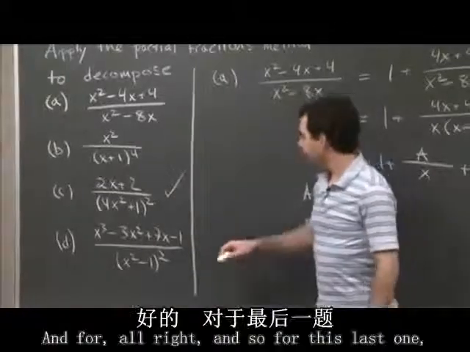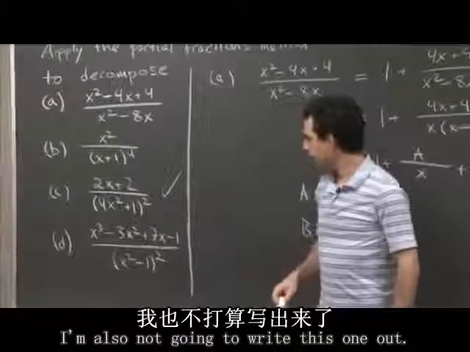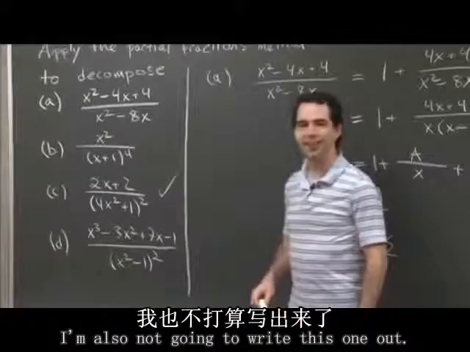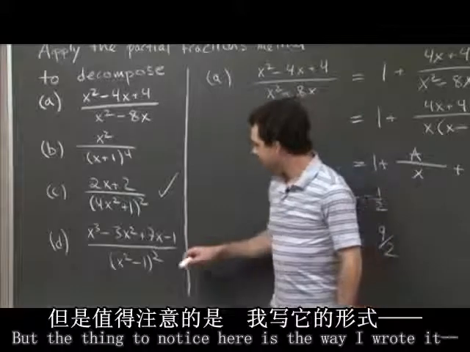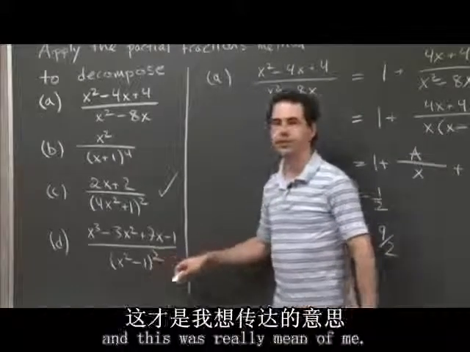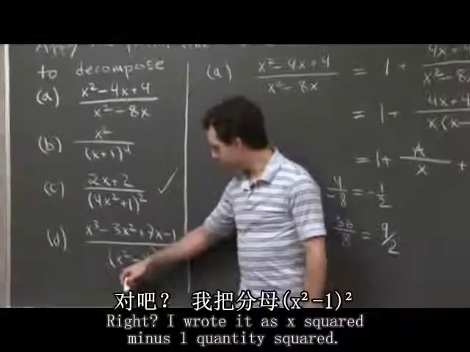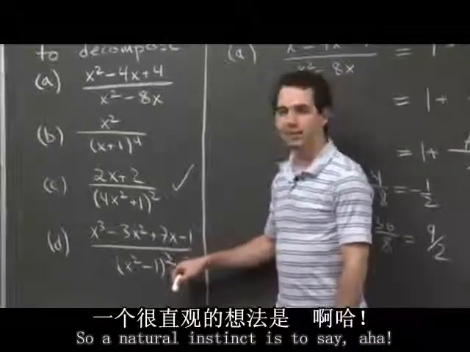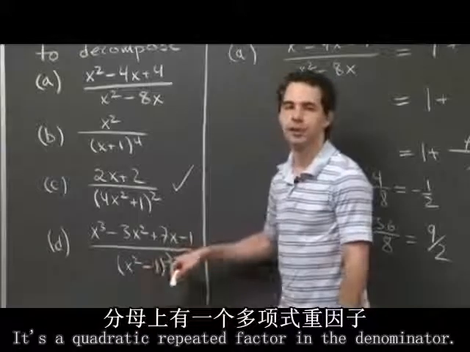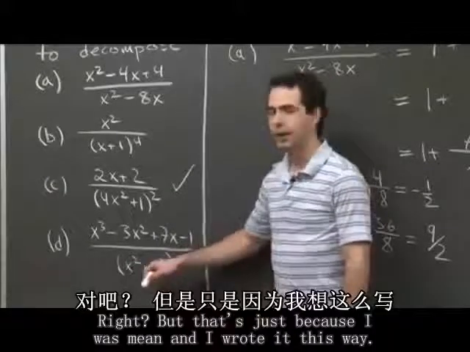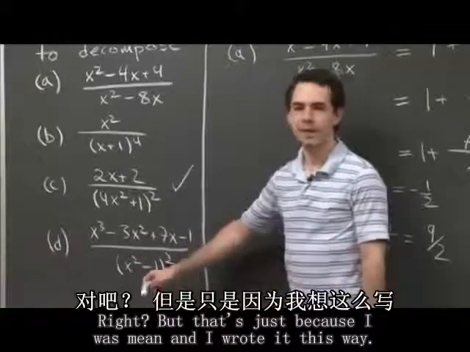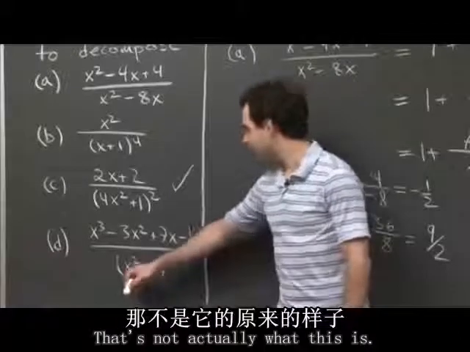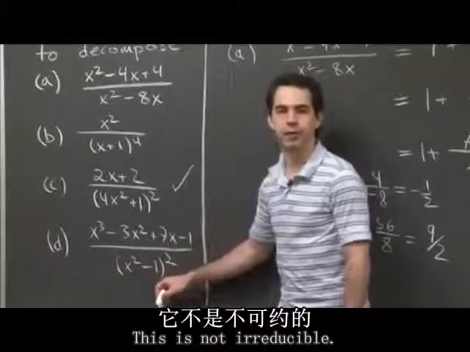Okay, and so for this last one, I'm also not going to write this one out. But the thing to notice here is the way I wrote it, and this was really mean of me. I wrote it as x squared minus 1, quantity squared. So a natural instinct is to say, aha, it's a quadratic repeated factor in the denominator. But that's just because I was mean and wrote it this way. That's not actually what this is. This is not irreducible. This factors.